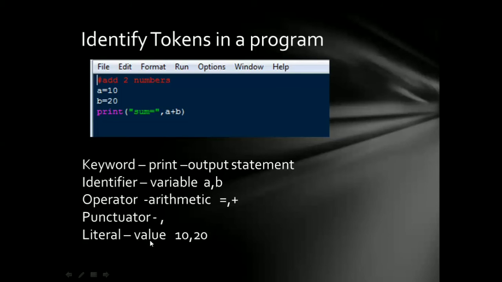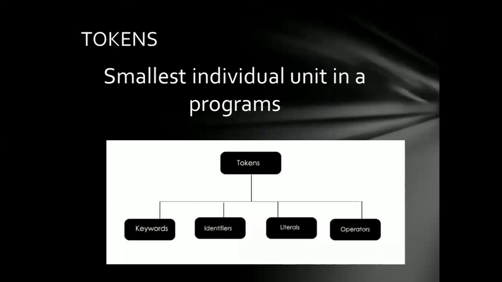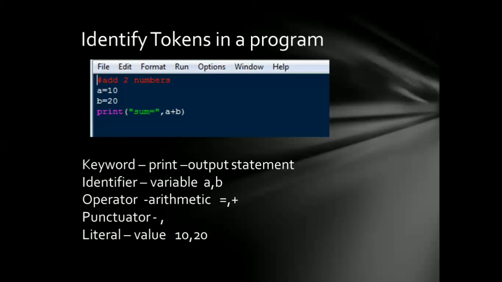And literal, it's a value. Here 10 and 20 are the literals. It is having a fixed value. A is fixed to 10 and B is fixed to 20. So this is a literal, that is value 10 and 20. You can see that in this simple program, you have all these tokens comprising the program. Apart from these tokens, you don't have anything else in the program. Tokens are otherwise called the smallest individual unit in a program. So when you put all the units together, you are able to make a program, right?